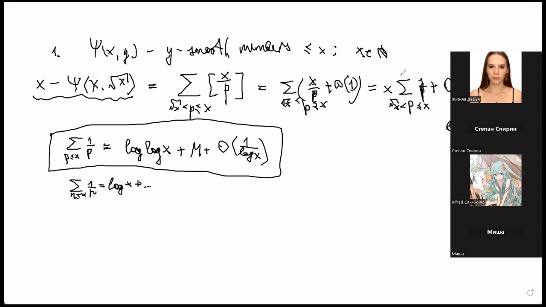And what will this sum be? 1 over p times x log log x. We use this equation on the left. You should use this equation. By the way, this is Mertens' second theorem.